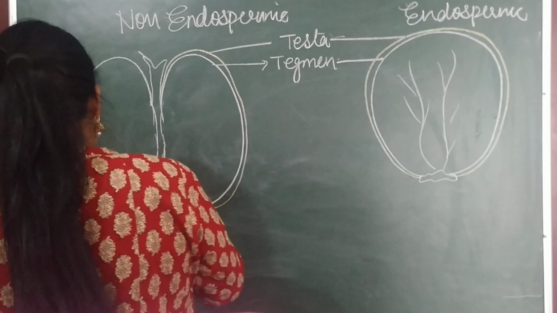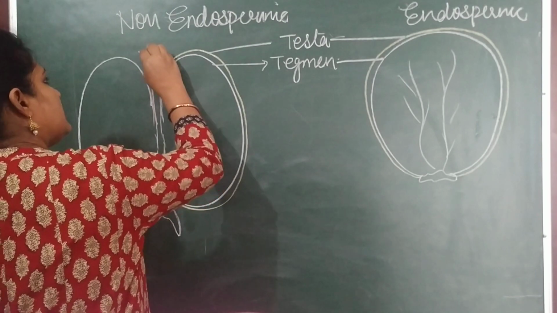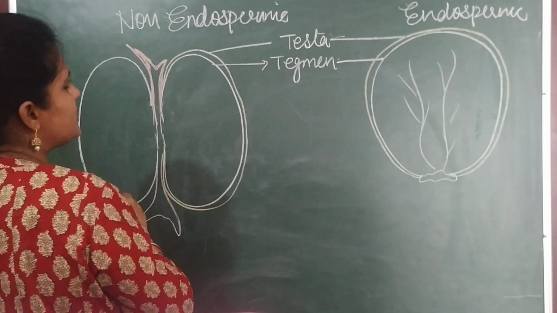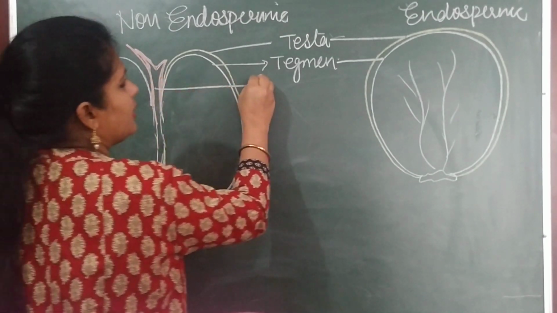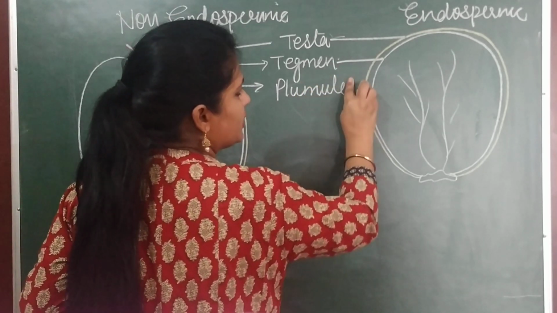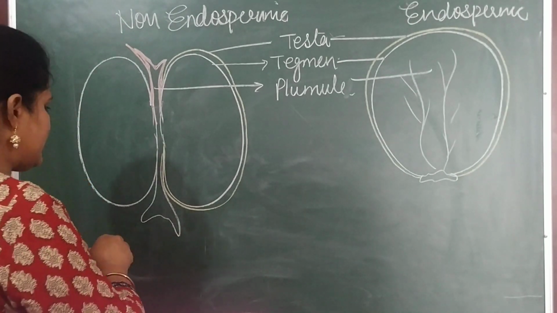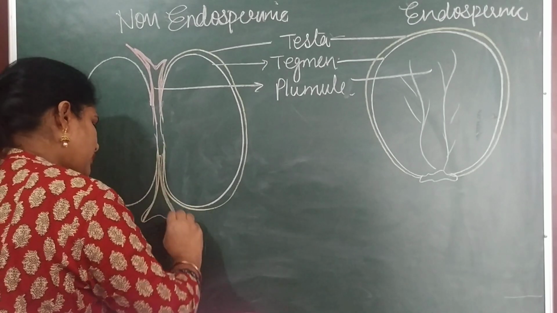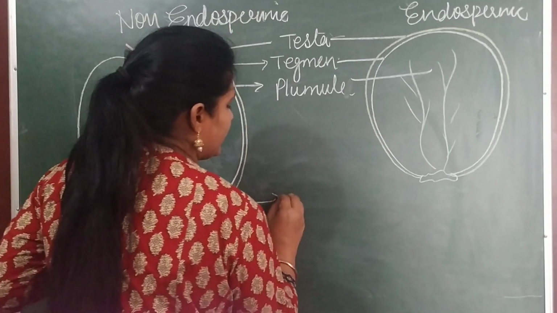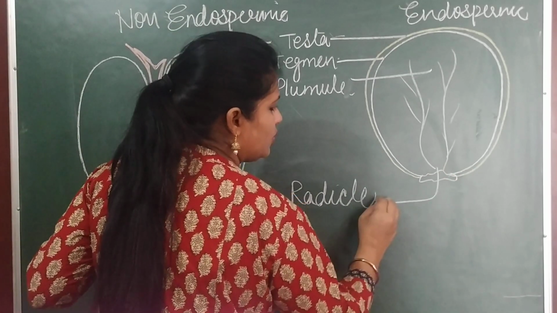Now the upper region is developed into the plumule. Plumule is the part which develops into the shoot. The lower region will develop into the root, and this region is known as the radicle. So what is the radicle? The radicle will develop into the root.